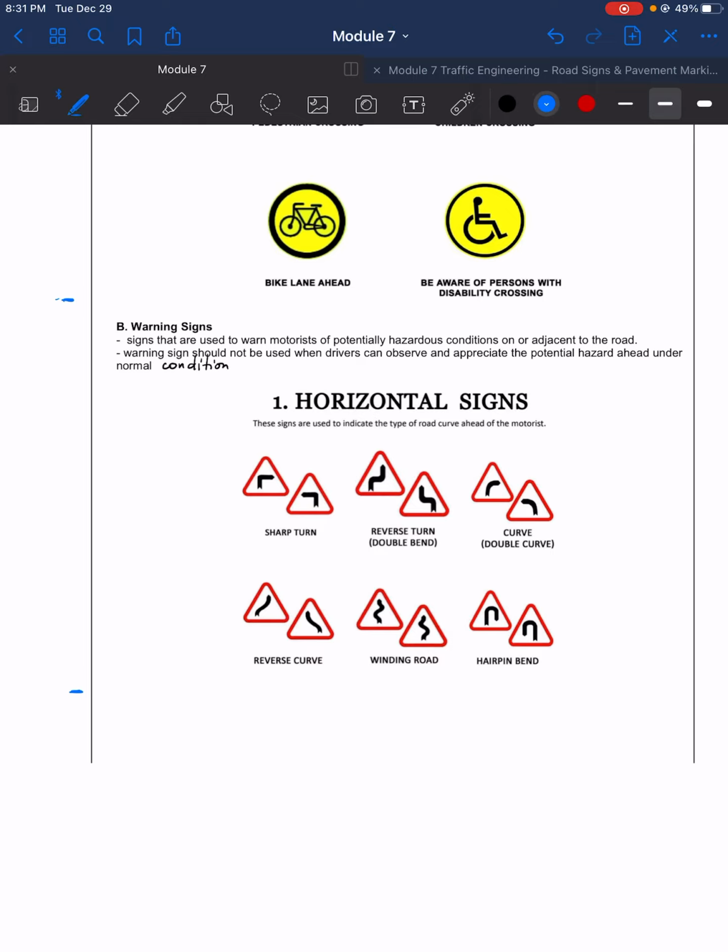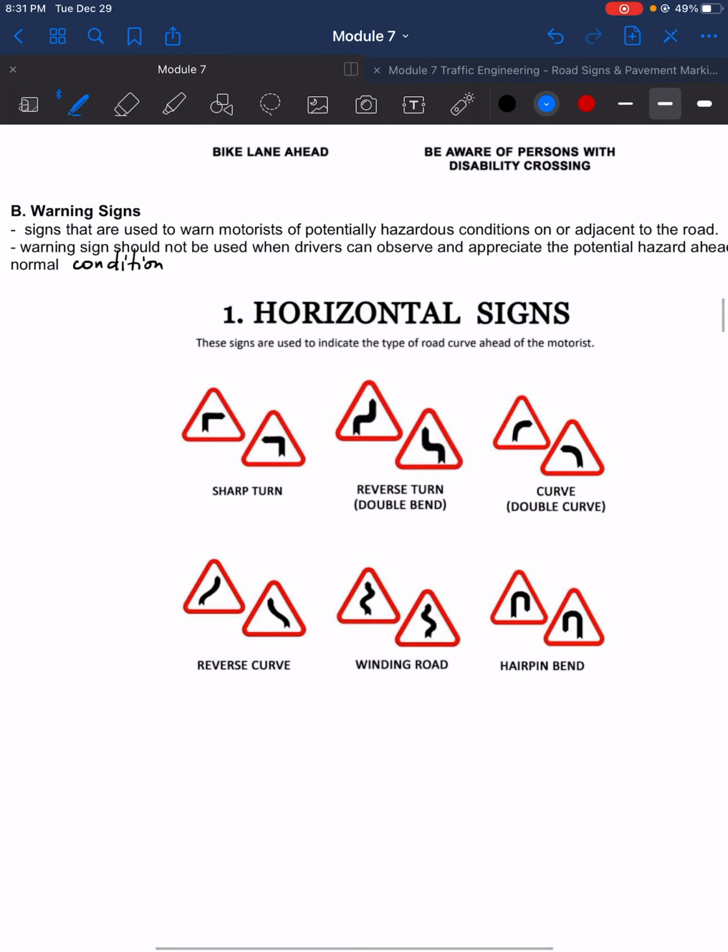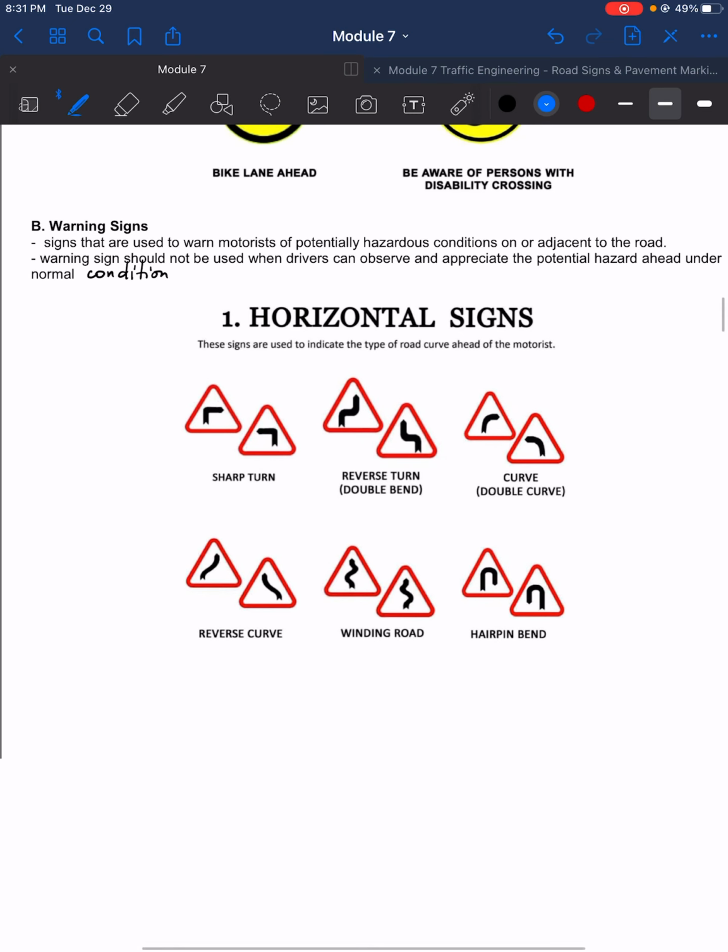Okay? So, we have the horizontal signs. The first one for warning signs are the horizontal signs. These signs are used to indicate the type of road curve ahead of the motorist. This one is sharp turn, reverse turn or double bend, curve or double curve, reverse curve, winding road, and then we have the hairpin bend.